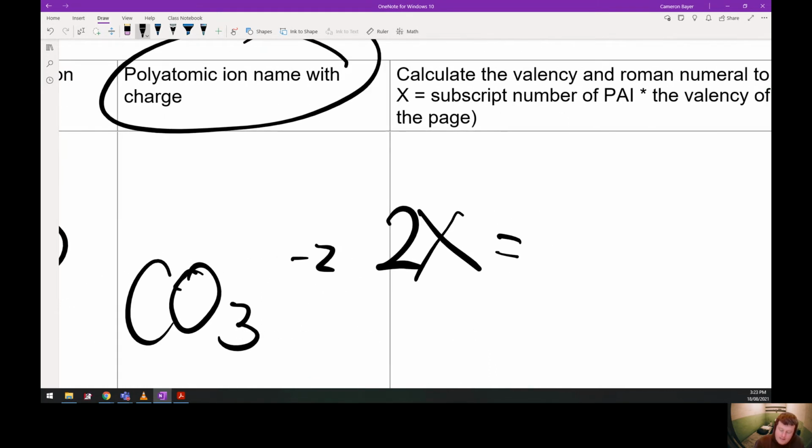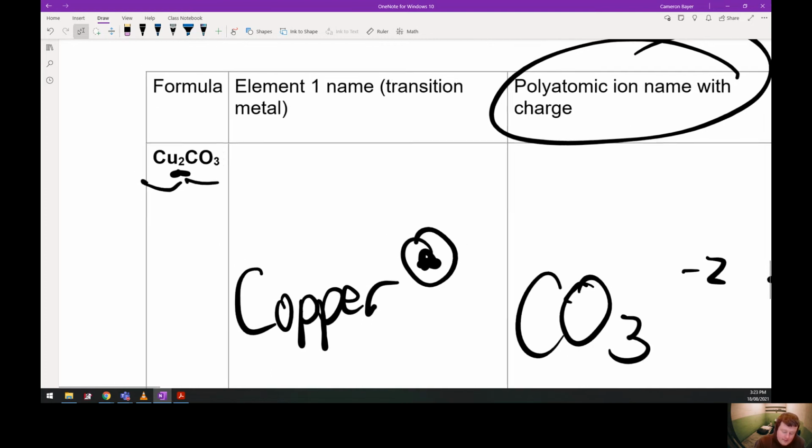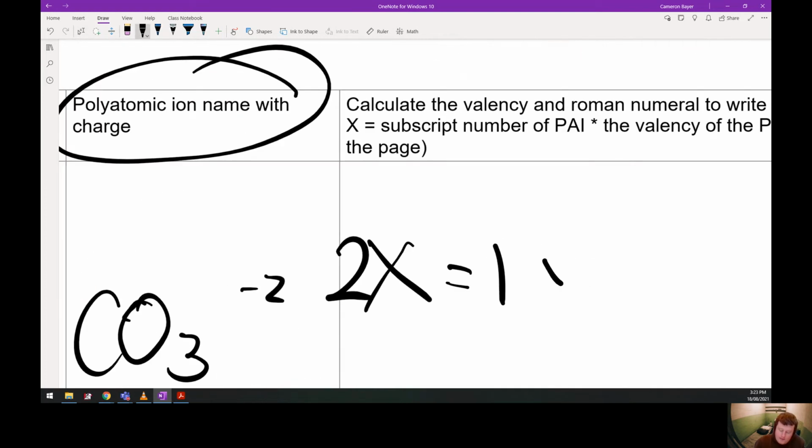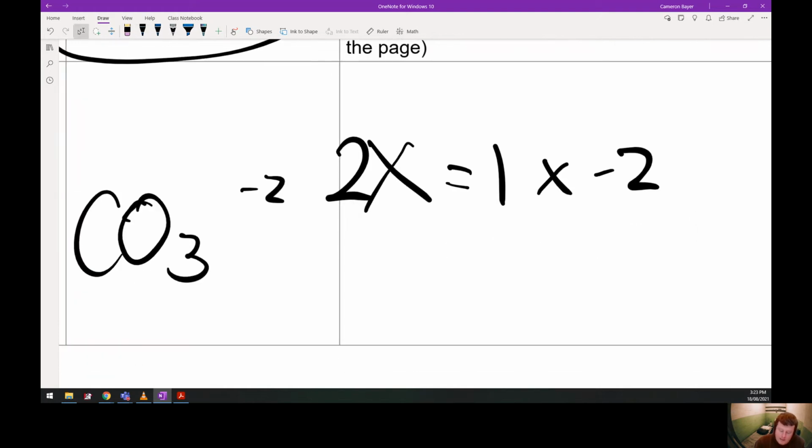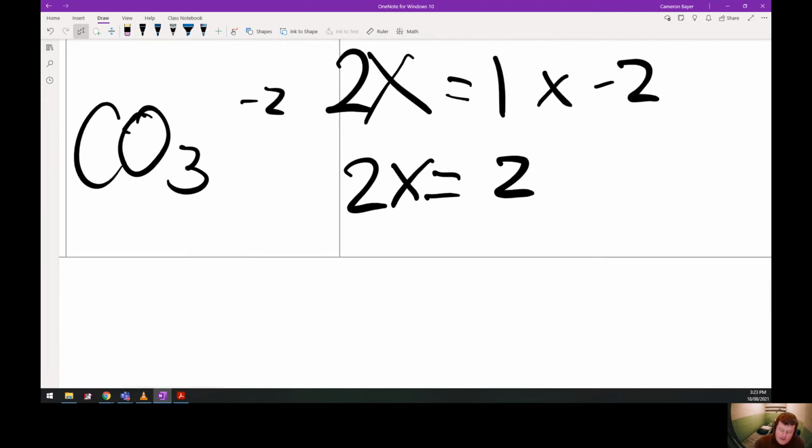All right, 2X is equal to the subscript of the polyatomic ion. Now, as I said before, because this is not in brackets, we're just going to assume it's 1. So therefore, it's a 1 times the valency, and the valency of carbonate is always -2. So that means it's 2X is equal to 2. You've got to split those in half. So X is equal to 1.